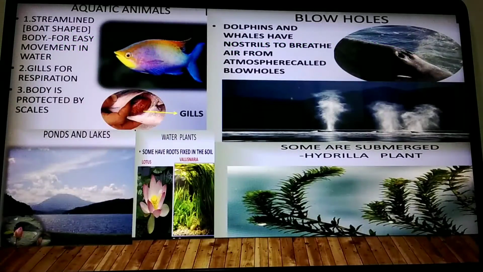Namaste children. Today we are going to learn about aquatic habitat. Aquatic habitat is of two kinds. One is saline water habitat, another one is freshwater habitat.